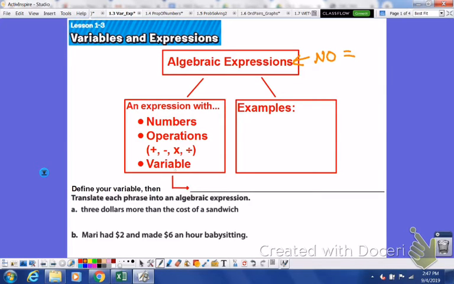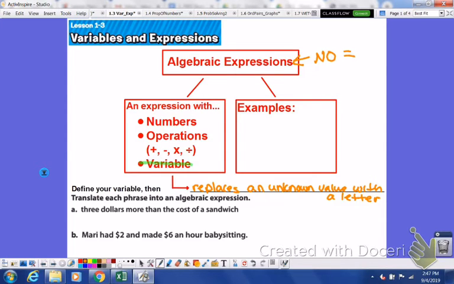The only thing that changed between algebraic and numerical is that algebraic expressions have a variable, which, definition-wise, replaces an unknown value with a letter. So a variable is something that replaces an unknown value with a letter.